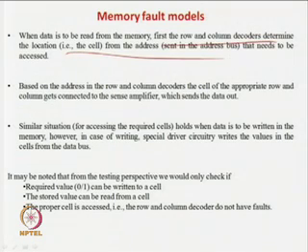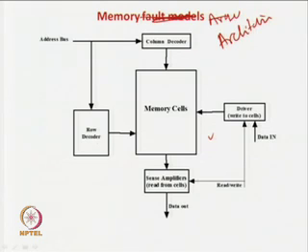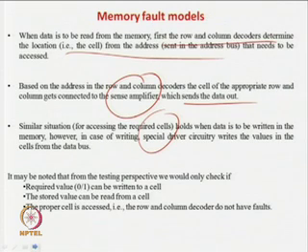This is the data bus. Based on the address and the row and column decoder, the appropriate part of the memory gets selected and connected to the sense amplifier, which sends out the data. When you want to write, you do the same thing: you select the row and column, and then the driver writes the values back to this one.